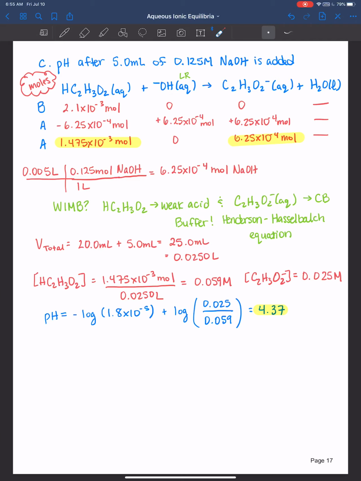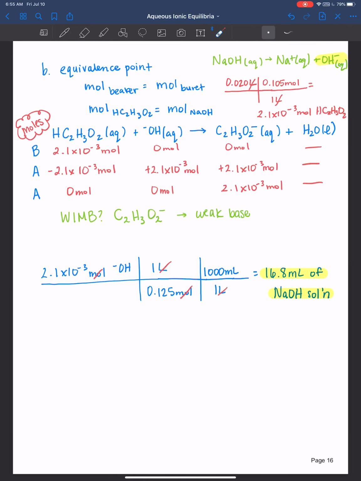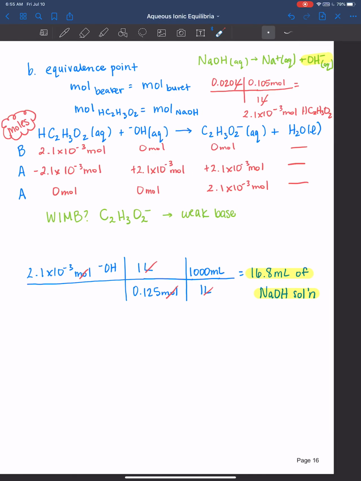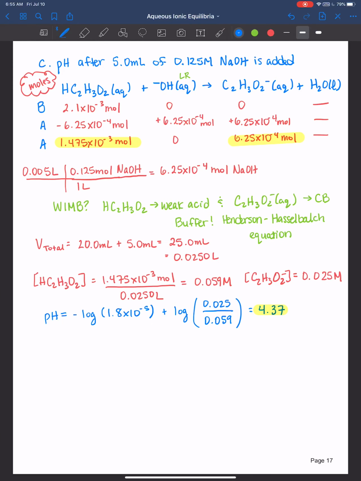All right, so part D was asking us, what is the pH at 1/2 the equivalence point? So let's continue on here. The pH at 1/2 the equivalence point, this is just a really good trick to remember, so it saves you a lot of time. The pH is equal to the pKa.